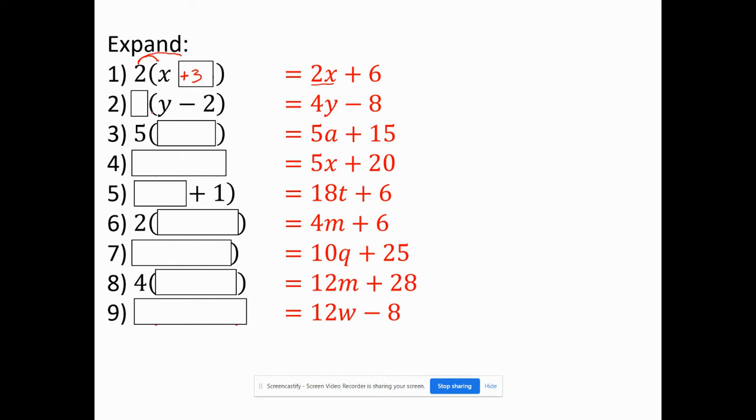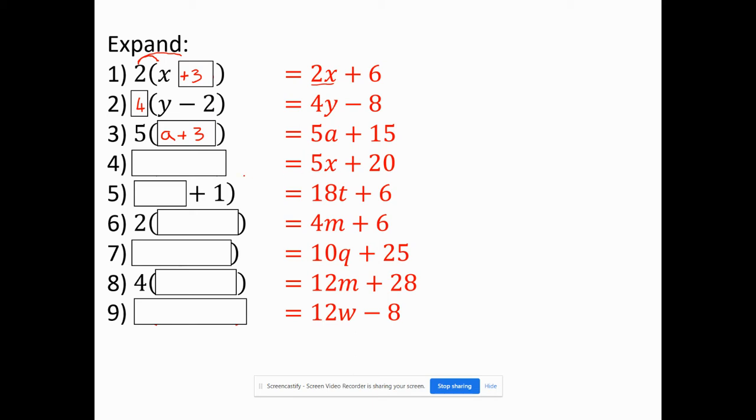keep moving through them. And so this one here, we've got something in front of the bracket that's timesing y to give 4y, and also timesing the minus 2 there, or negative 2, to give negative 8. So that's going to have to be a 4 there. And hopefully we can see 4 times y is 4y, 4 times negative 2 is the negative 8 there. And so if we keep going, 5 times, well, to get the a there, to get 5a, we would need to have 5 times a, and we've got 15 there, so 5 times 3 would be what we'd need to give us 15.